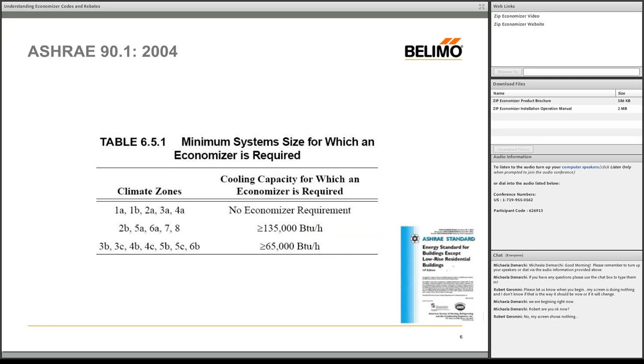Minimum system size for which an economizer is required has evolved throughout the different years. In 2004, the climate zones 2A, 1A, 1B, 3A, and 4A did not require any economizers. And what we'll notice in the additional few slides forward is that this change is the same.